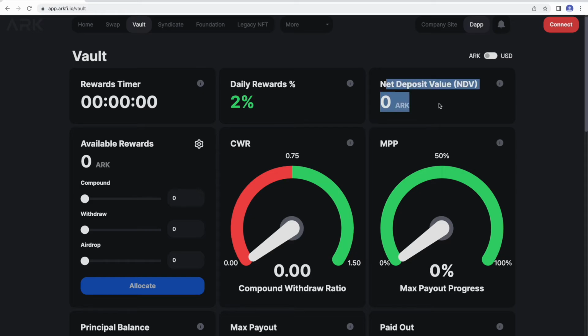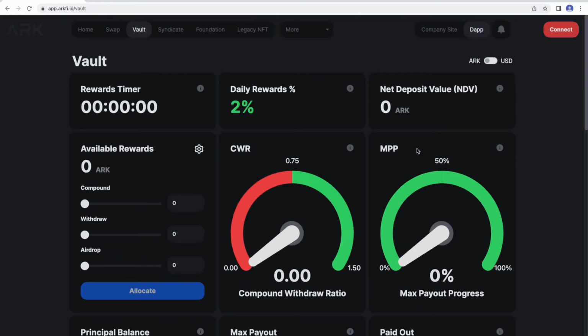The next factor that goes into your 2% is something called the net deposit value. Really what this means is how much you put into the vault and how much you've withdrawn out of the vault, not including your compounds, because whatever you compound you're putting back into the system. But anything you're taking out of the system counts. So if I put in 100 Ark and then maybe I compounded 50 and then I eventually take out 100 Ark, that would bring me to 0. And after you're at 0, your daily reward percentage drops.